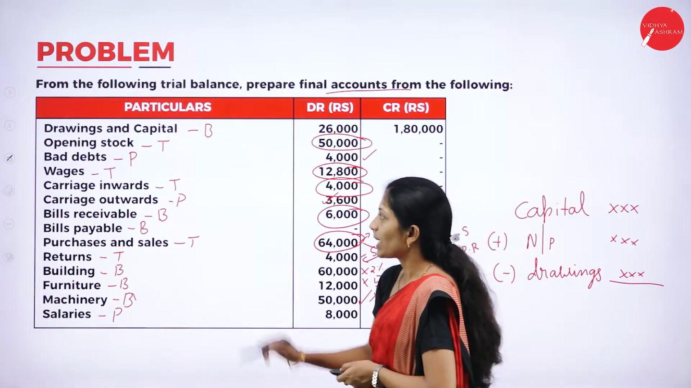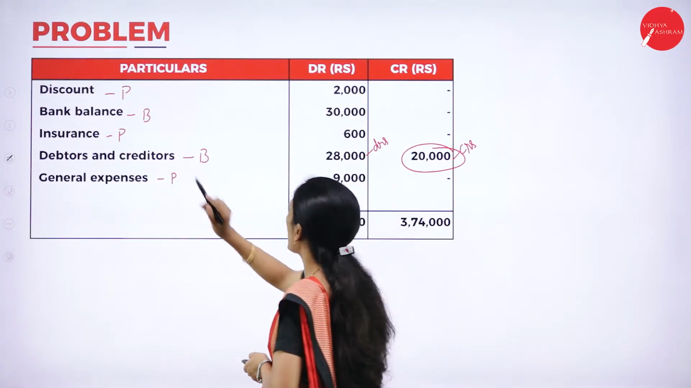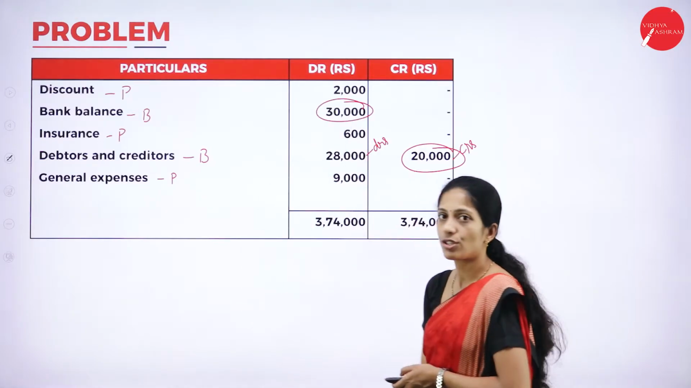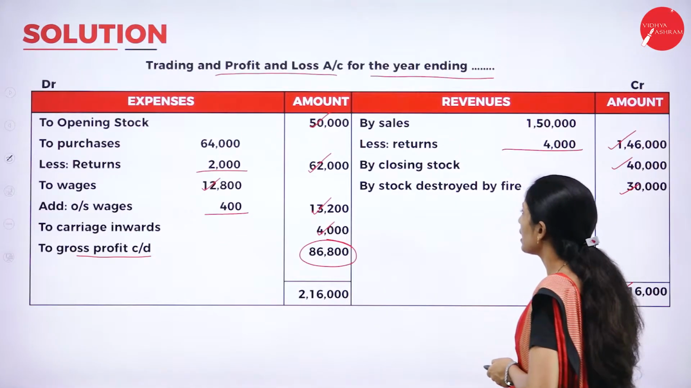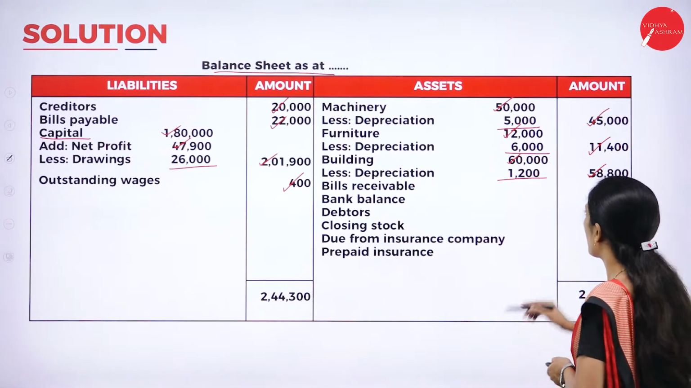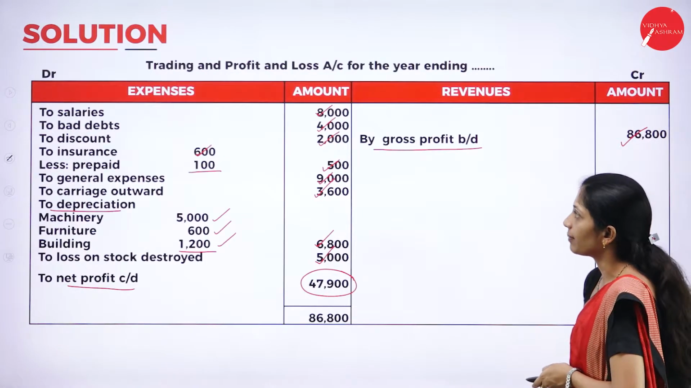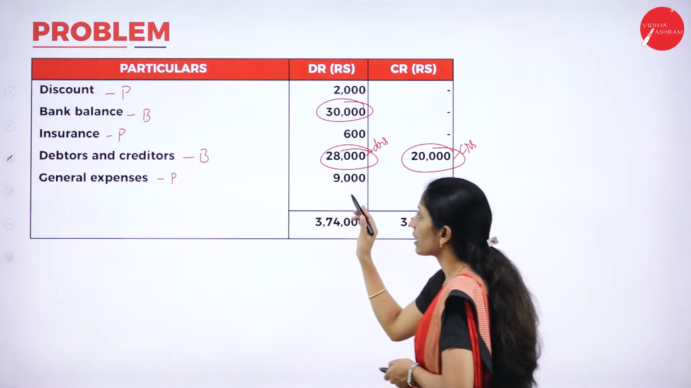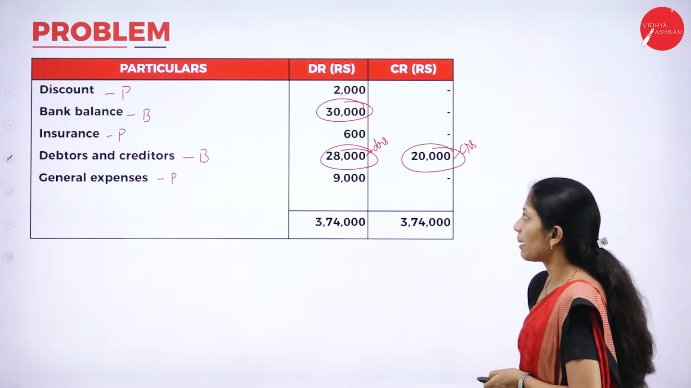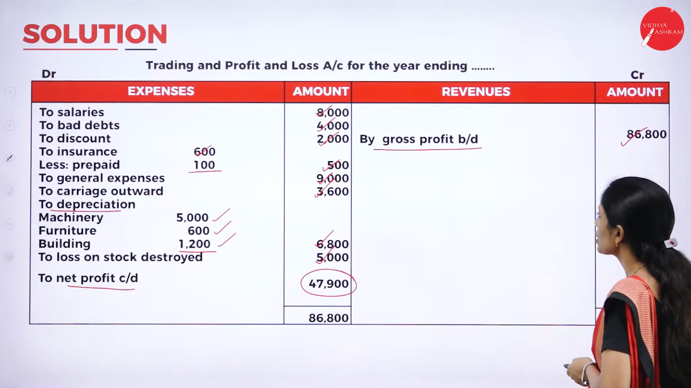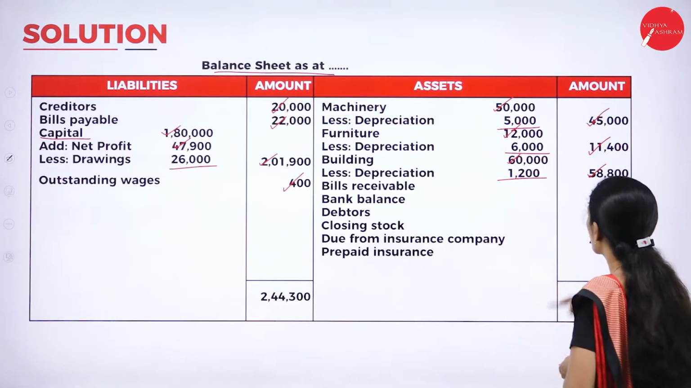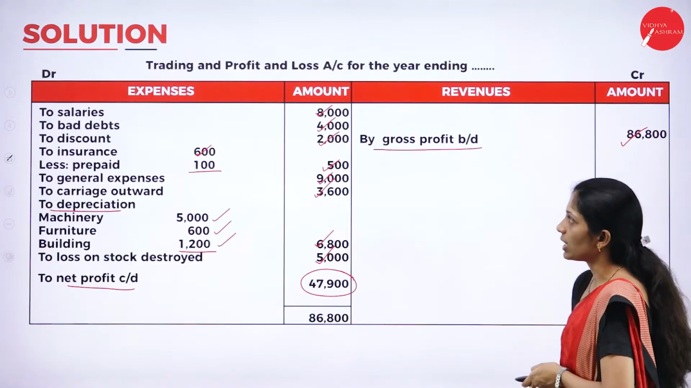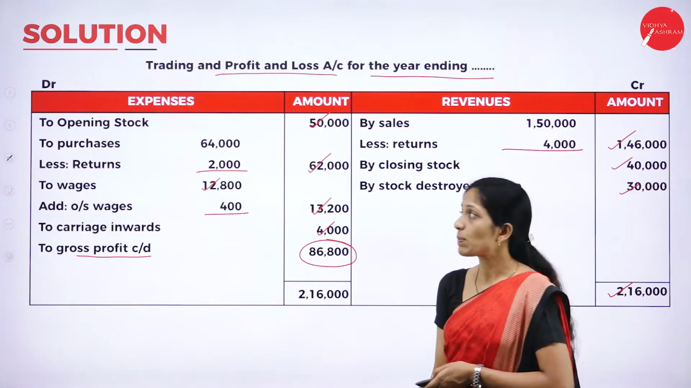After that, yes, we are done with this. Next, bank balance 30,000. So it's also an asset. So write in the asset side, bank balance 30,000. Next one, debtors. So debtors 28,000. Creditors we have recorded in the liability side. Now we are done with all the items in the trial balance.